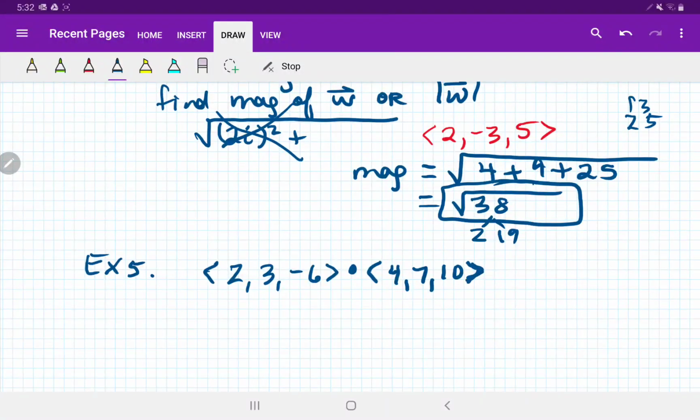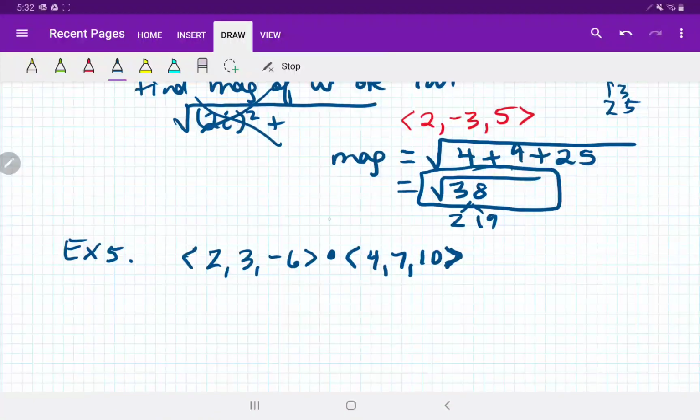Now we're going to have a new one. This one's called the dot product. It's also called a scalar product. It means your answer is going to turn out to be a number. Sometimes they also call it the inner product. They call it a lot of different names.